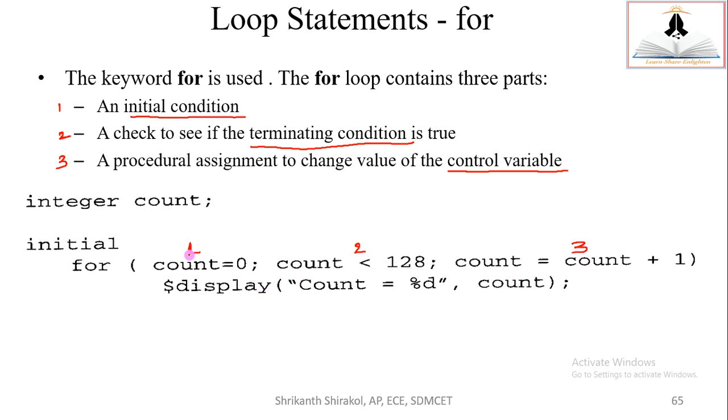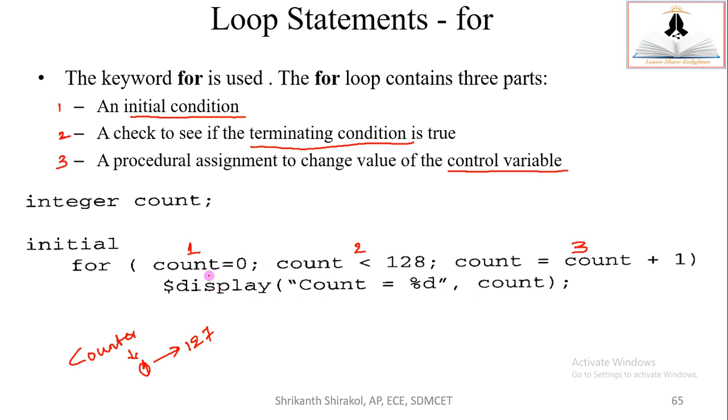This is how the for loop is made up. The same structure you find in C programs also. The only thing is that there are minor syntactical variations in the way of writing. Functionality remains the same. So here we are just counting. This is a counter which counts from 0 to 127, because the terminating condition is 128. At 128 it will not enter the loop, so 127 is the point where it stops and the display will not work.